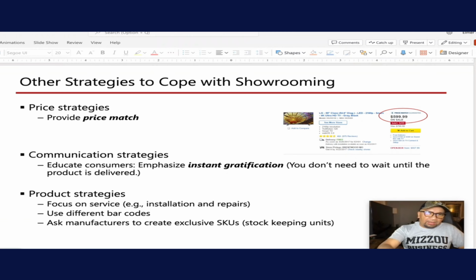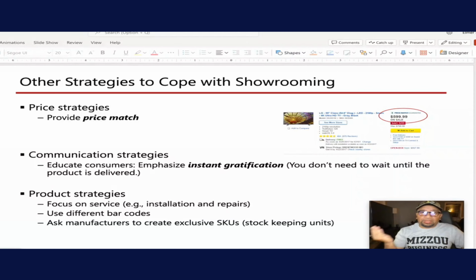Now, in thinking about marketers, how they could cope with this phenomenon we call showrooming, well, here's a few strategies. First one, they could price match, right? So I said earlier that most consumers find their prices are lower online or they think it's lower online. Well, if you have a price match guarantee or a price match strategy, then that could certainly eliminate that, right?